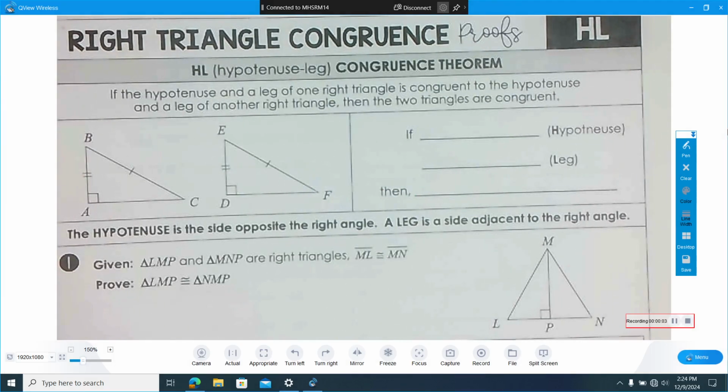Today we are finishing up the notes for this chapter 5. Yay! We've been doing chapter 5 a long time.